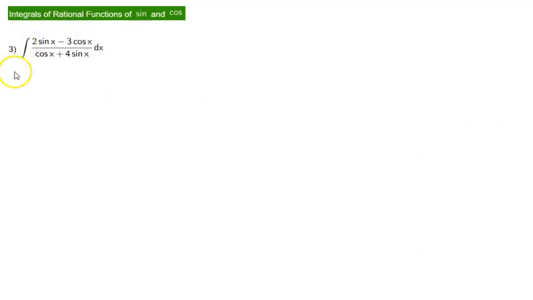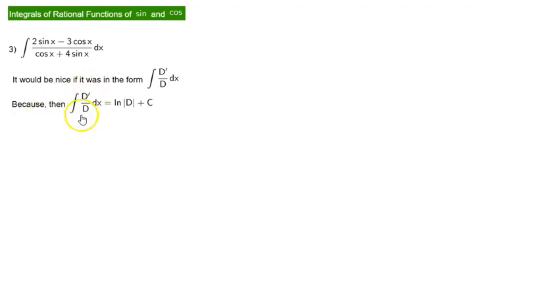Let's see. So we have integral 2 sine x minus 3 cos x dx by cos x plus 4 sine x. It would be nice if it was in the form of integral d prime by d dx. D is the denominator and d prime is the derivative of the denominator. So if it is in this form, it becomes easy. Why? Because then integral of d prime by d dx is equal to natural log of absolute value of d plus c.